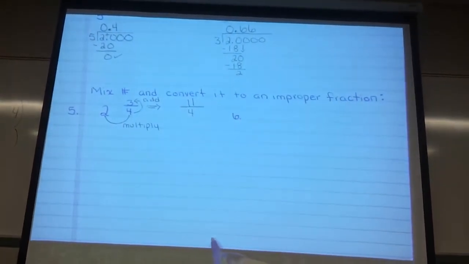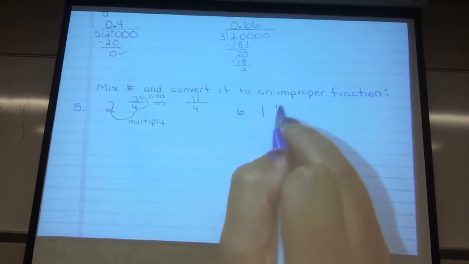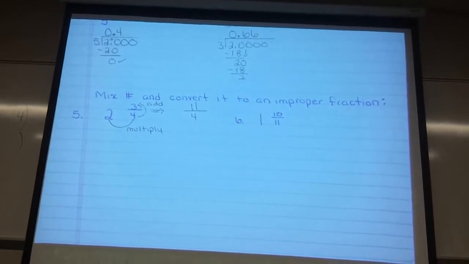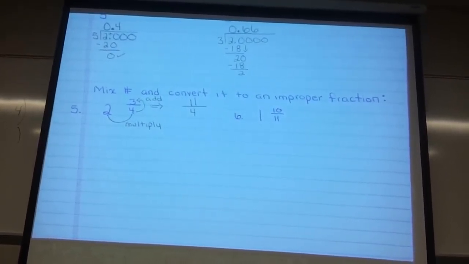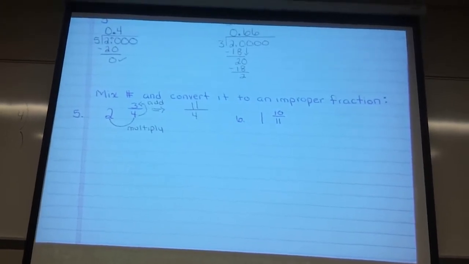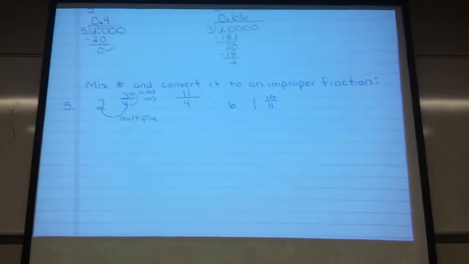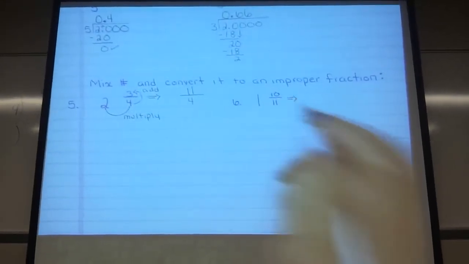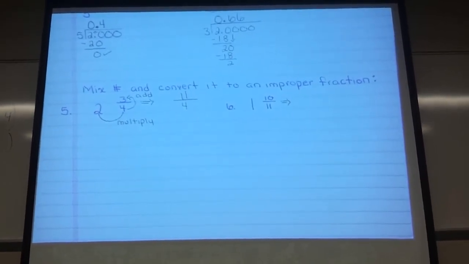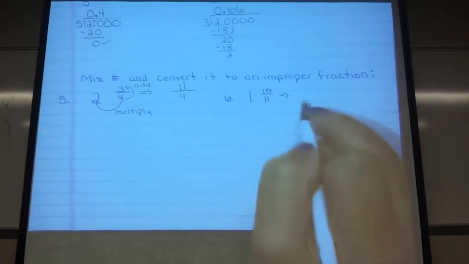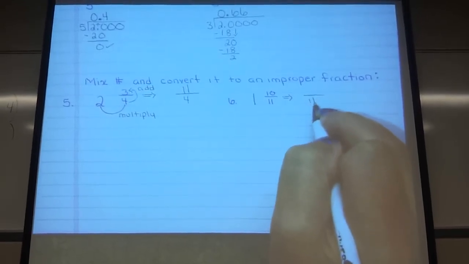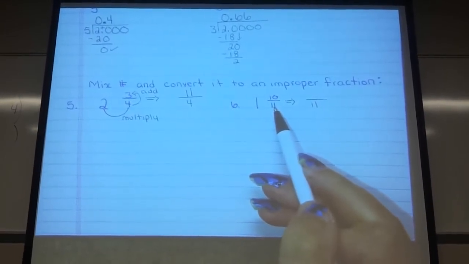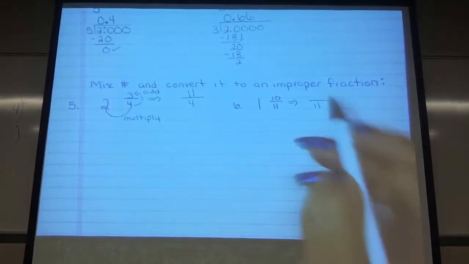Number 6. Let me give you another one just like that. 1 and 10 over 11. Try that one. Multiply and then add. Remember, you want to keep it over the 11. The denominator doesn't change. If I multiply 1 times 11, that's just 11. And what's 11 plus 10? 21.